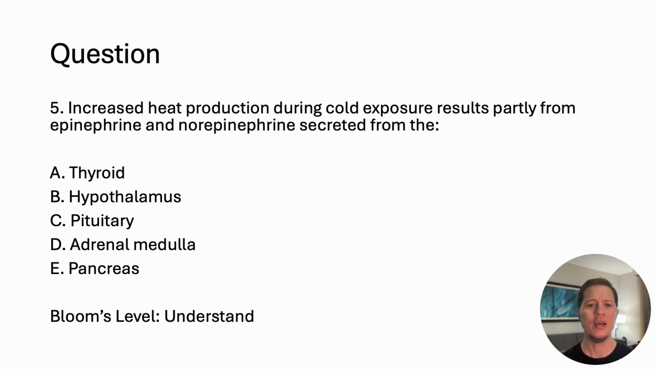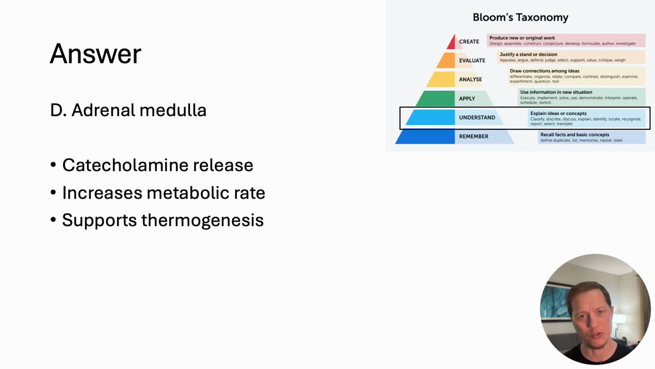Question 5. Increased heat production during cold exposure results partly from epinephrine and norepinephrine secreted from the what? Thyroid, hypothalamus, pituitary, adrenal medulla, or pancreas. This one is the adrenal medulla, which releases, of course, epi and norepi, which increase your metabolic heat production during cold exposure and stress.